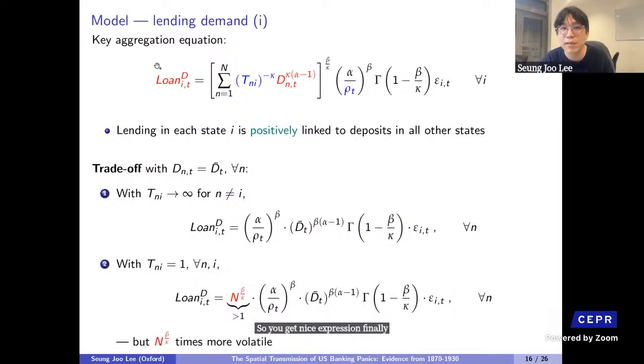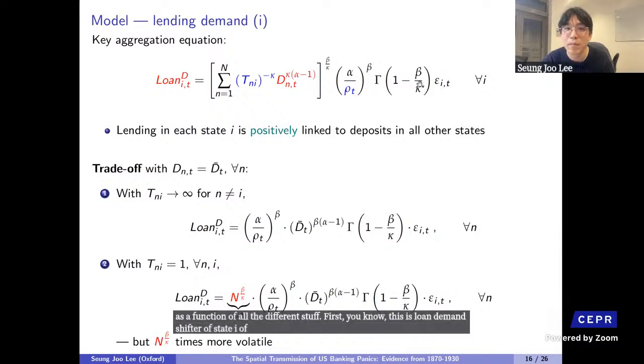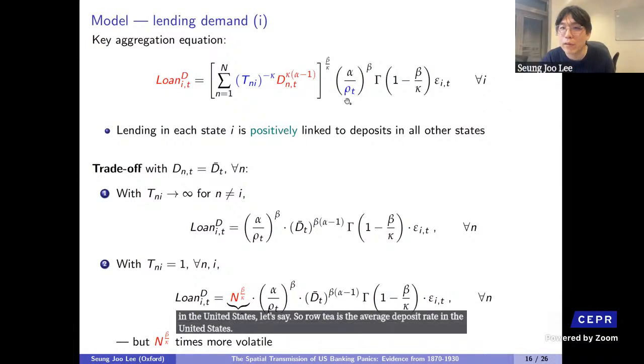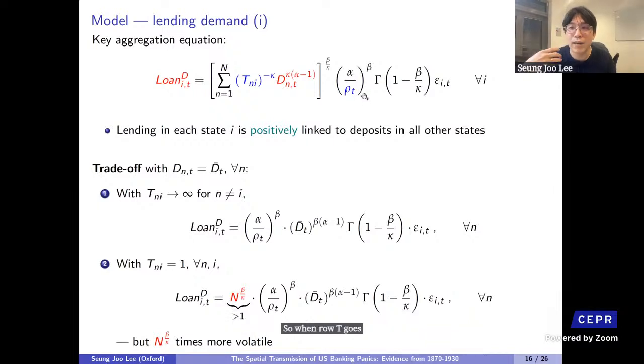So you can express loan demand, or loan amount made in state I, as a function of all the different stuff. First, this is the loan demand shifter of state I. Of course, they are proportional. And rho T is the average deposit rate in the United States. So when rho T goes up, it is more costly for bank N to get deposits, so loan in state I goes down.